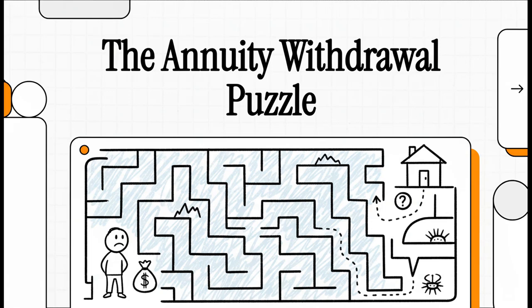So you've done the smart thing and put money away into an annuity for your future. That's fantastic. But now you're at the point where you're thinking, okay, how do I actually get my money out? And let's be honest, it can feel like a puzzle, a maze of rules and potential penalties that can be a little intimidating. But I promise you, it doesn't have to be.